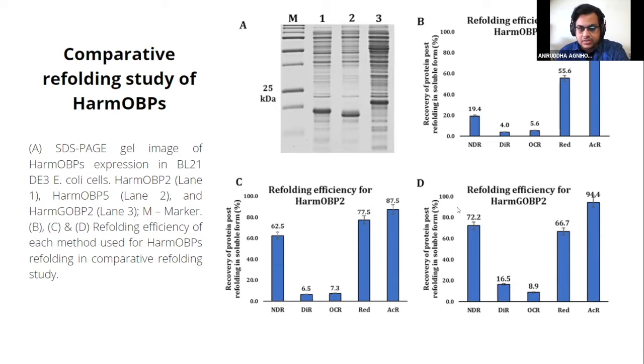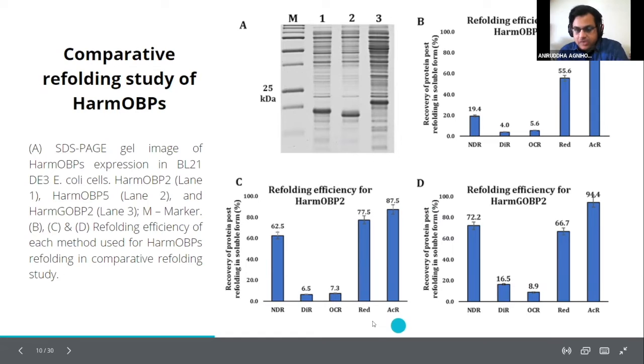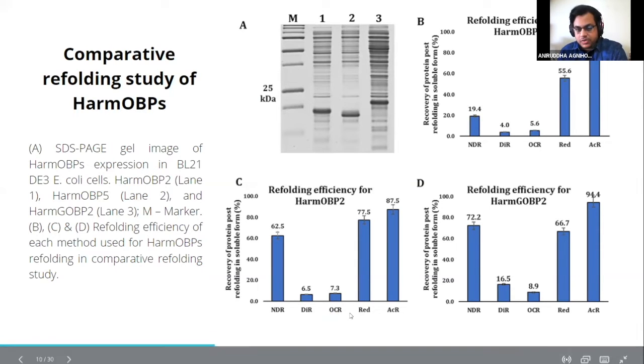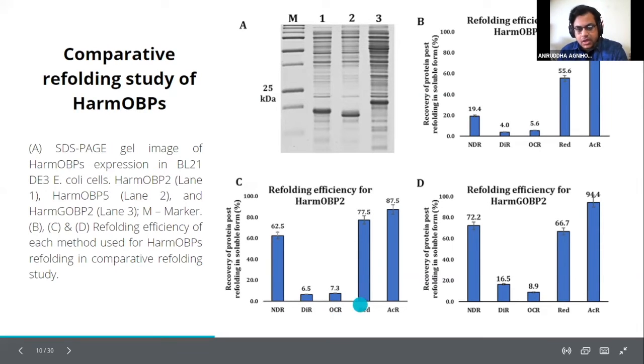So you can see here that the best methods were mostly my method, which is ACR, the redox method, and the normal dilution method, NDR. Whereas refolding by dialysis and refolding on column were not that good for all 3 OBPs. So we decided to only focus on these 3 methods here.